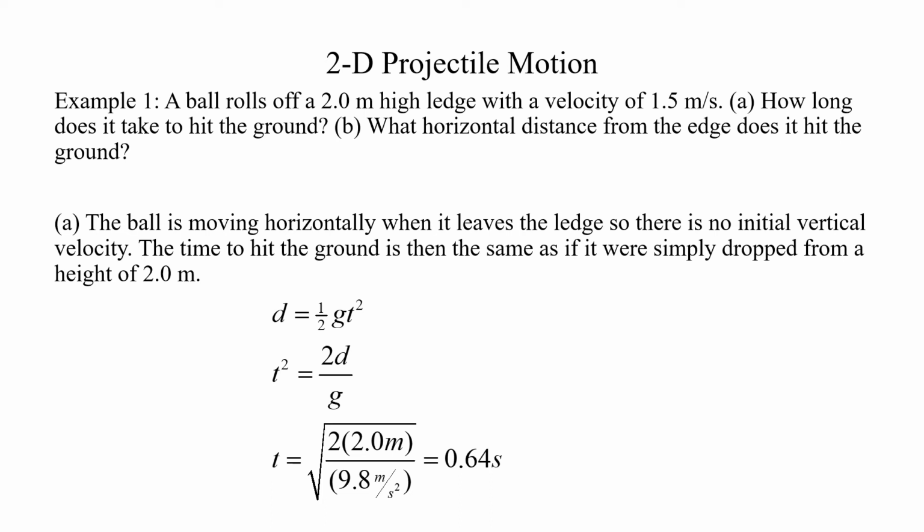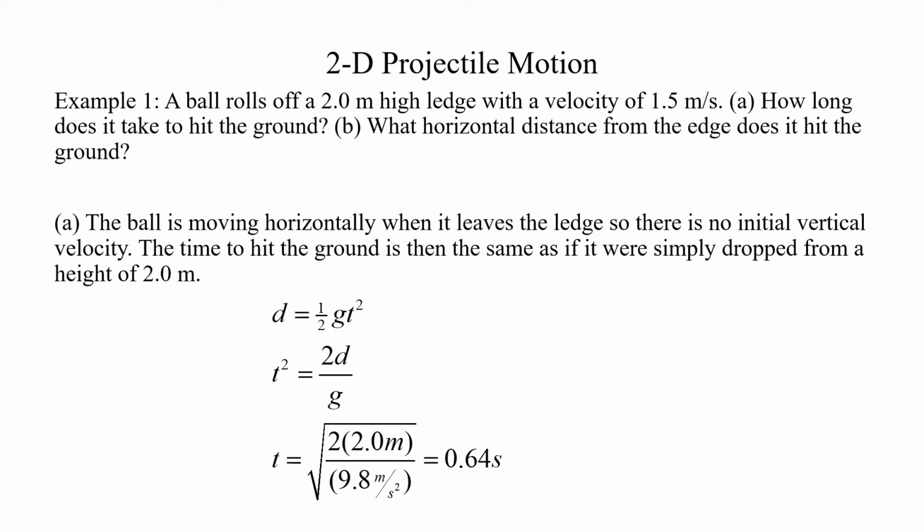Well, since it's rolling off the ledge, the initial velocity in the vertical direction will be 0. As it goes off the edge, it will only have an initial velocity horizontally. There's no initial velocity vertically. So the vertical motion is the same as if we just simply dropped it from a height of 2 meters.